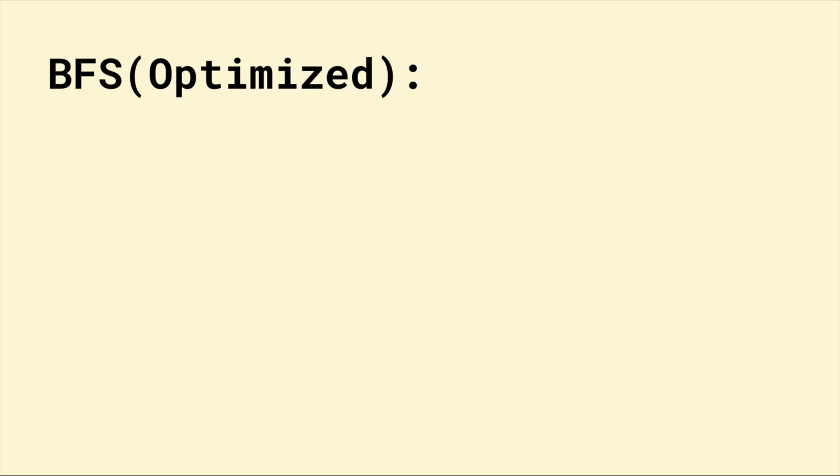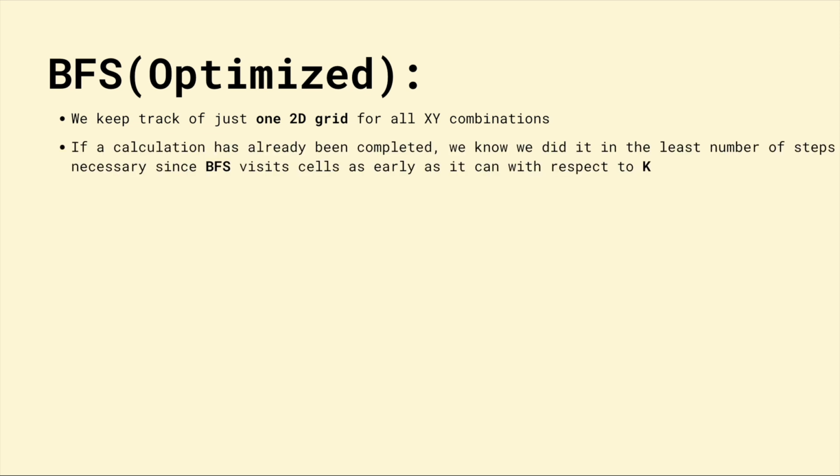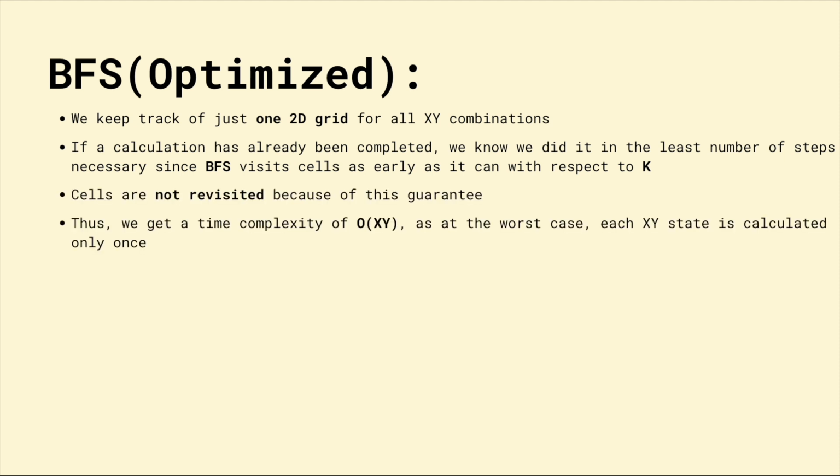Now let's get into why our BFS is more optimized. With BFS, we can use just one 2D grid for all xy pairs. If a calculation has been completed, we know we did it in the least number of steps possible since BFS visits cells as soon as it can. We can avoid revisits because of this guarantee, and thus our time complexity is only x times y, as at the worst case, each xy state is calculated once.